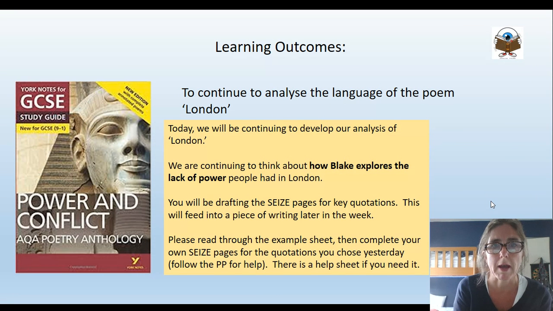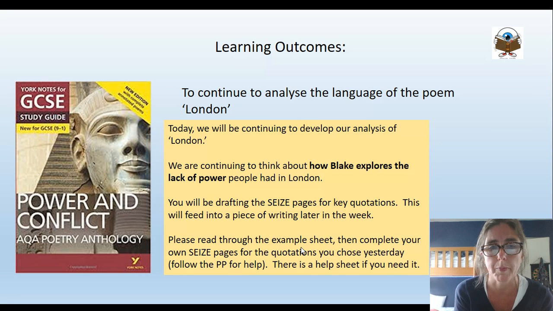Okay, so back to today's lesson then. So the learning outcome is to continue to analyse the language of the poem. We're continuing to think about how Blake explores the lack of power people had in London. So that's really what this poem London is about. It's about lack of power for the people, unlike something like Ozymandias, where that was really about the power that people had. So you're going to be drafting some C's paragraphs about key quotations.